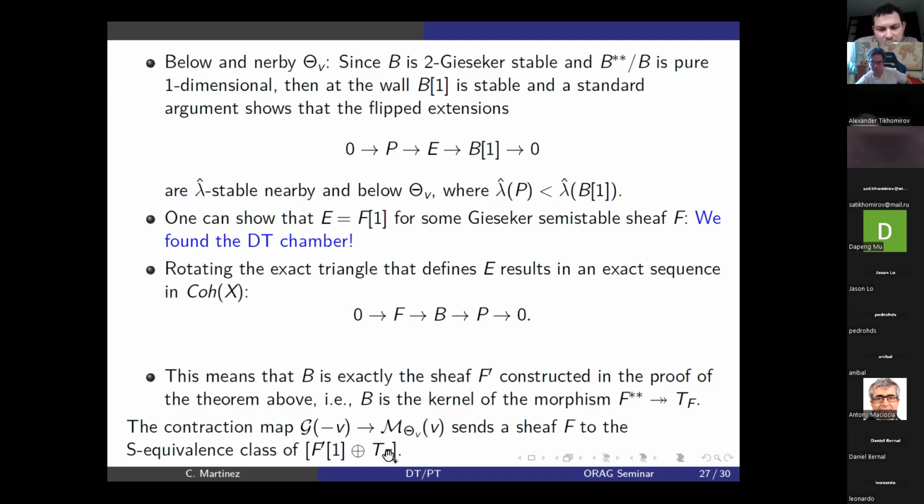So somehow it decomposes. So we would like to think of this contraction now as an analog of this Gieseker-to-Uhlenbeck map. This is kind of what happens.